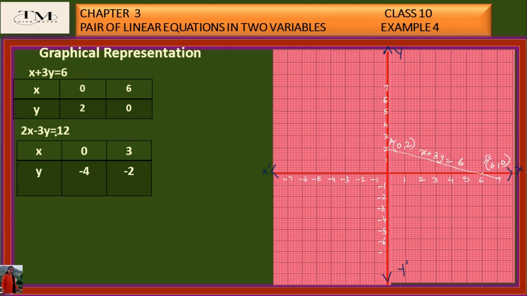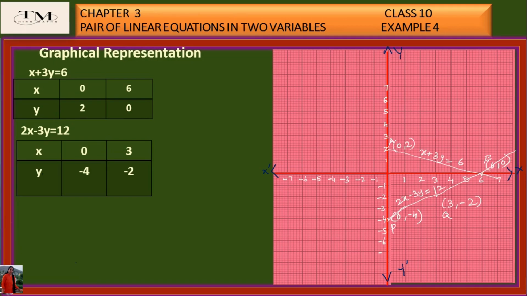Next is 2x minus 3y equal to 12. For that we got 0, minus 4. So 0 is here. Negative value for y will come down. So this is 0, minus 4. Next is 3, minus 2. For x 3 and y is equal to minus 2 is here. So this is 3, minus 2. Let me mark the point. This is P and this is Q. So joining this, okay, this equation is 2x minus 3y equal to 12.